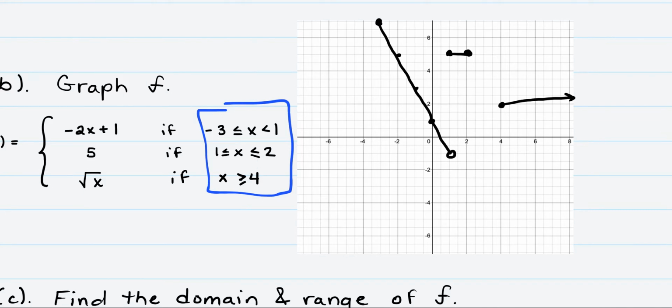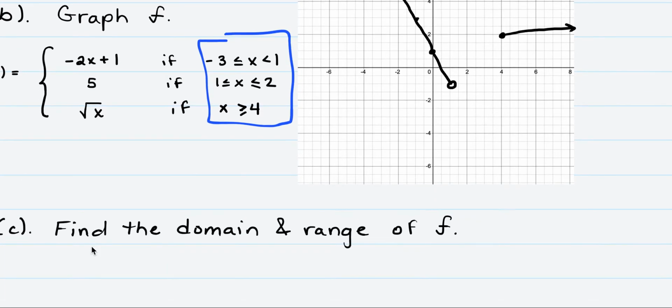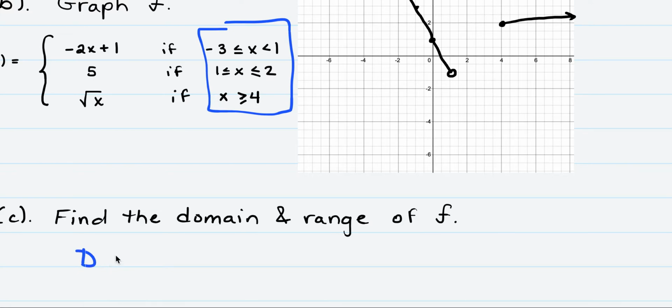So the domain here, let me write it like this. The domain, I'm just going to use D, is equal to -3. We're covering all of these numbers. We go up to 2, union, and then we can go from 4 to infinity.